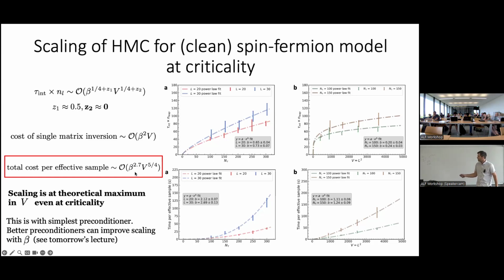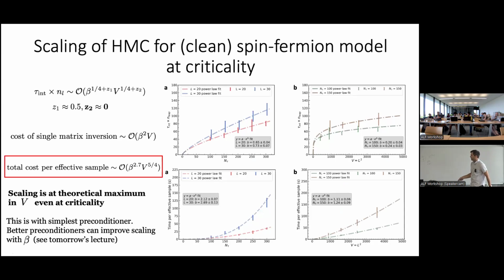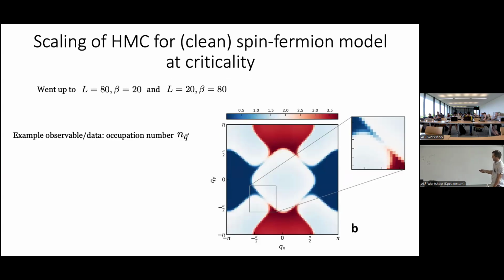But still, I want to point out that despite the fact that the scaling in beta is not that great, the prefactor is so small that we're able to get to pretty small temperatures, beta 80, for a system size that, at least with the BSS algorithm, some other groups did this and they weren't even able to reach the system size of 20.